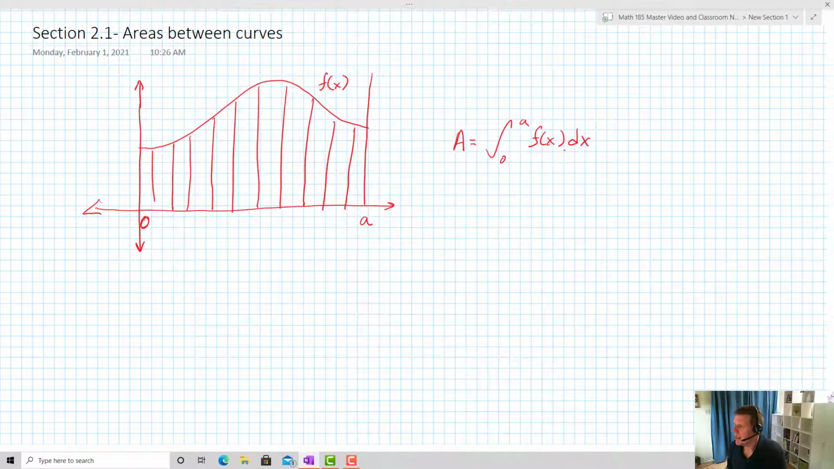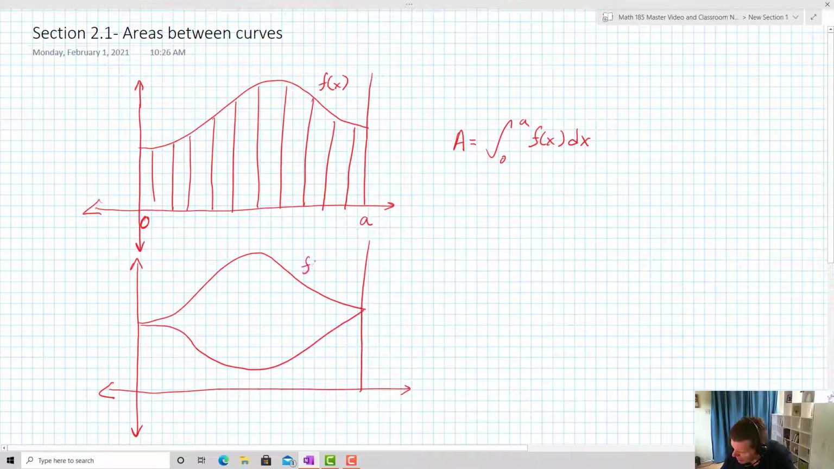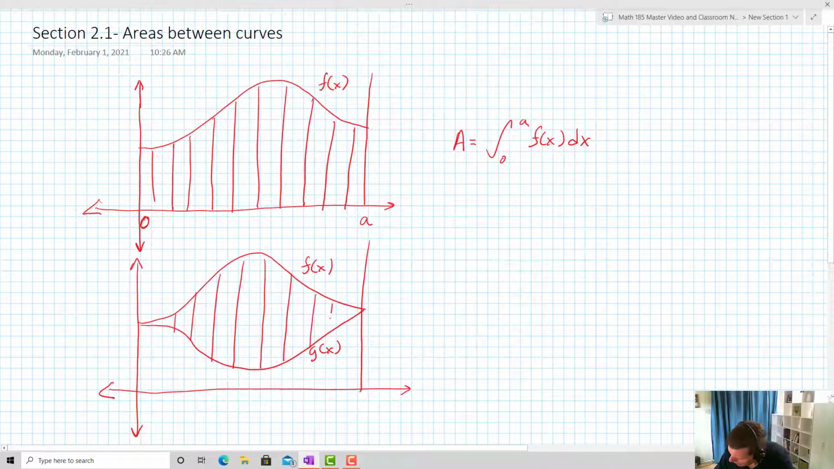Okay. Now let's suppose that we have two curves. So let's imagine that we now have two curves. There's f, and then let's say we have a second curve, and that's g. So here's f of x, and here's g of x. What we want to do is say, okay, what's the area between them? That area right in there. So what is that area? A.